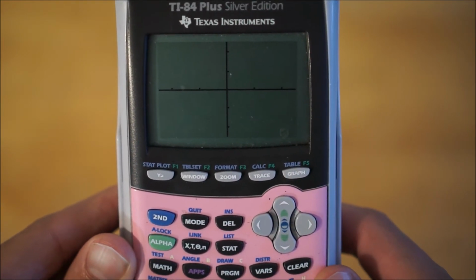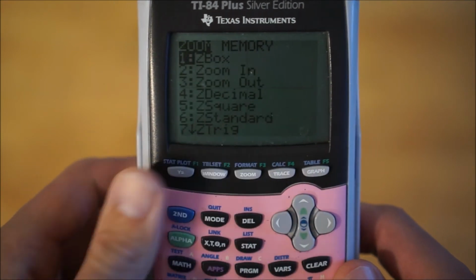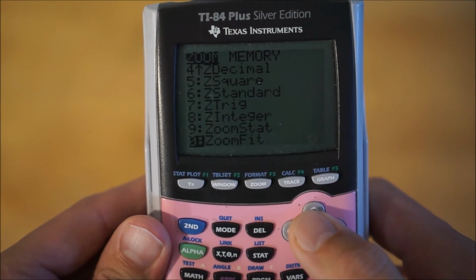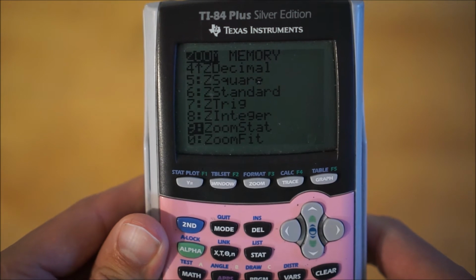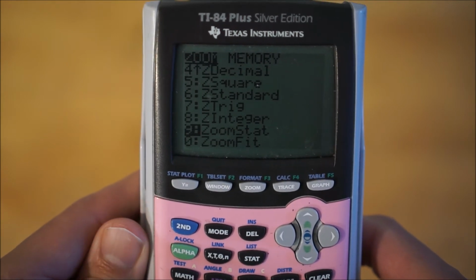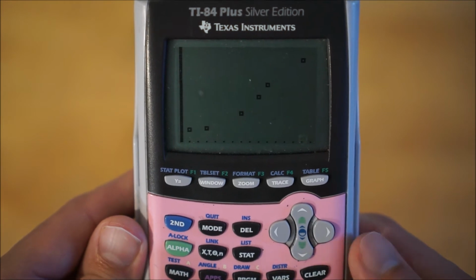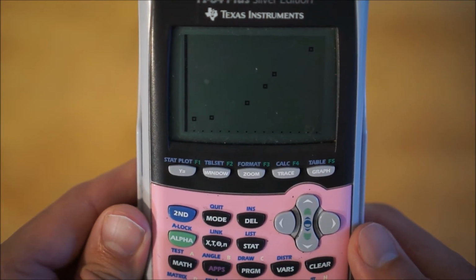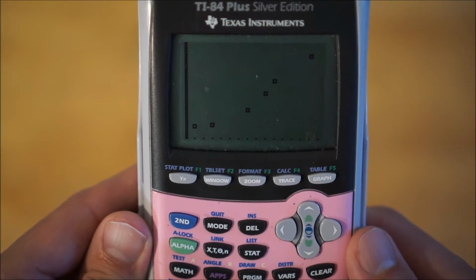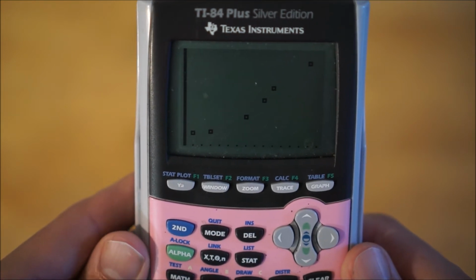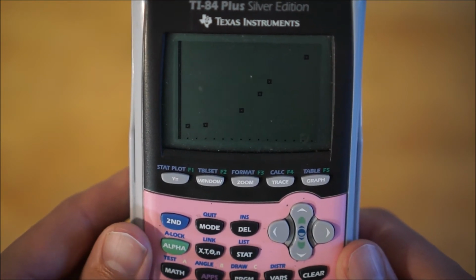And then you can see that nothing is showing up. So if you go to zoom and you go all the way down to where it says zoom stat, that's going to zoom in on what you just put into that stat table. And there we go. So we can see that, well, this isn't really linear, right? It could be a quadratic, a cubic, right?